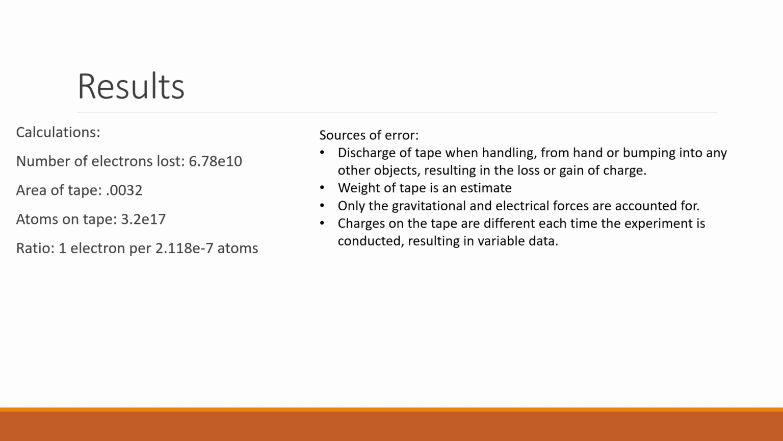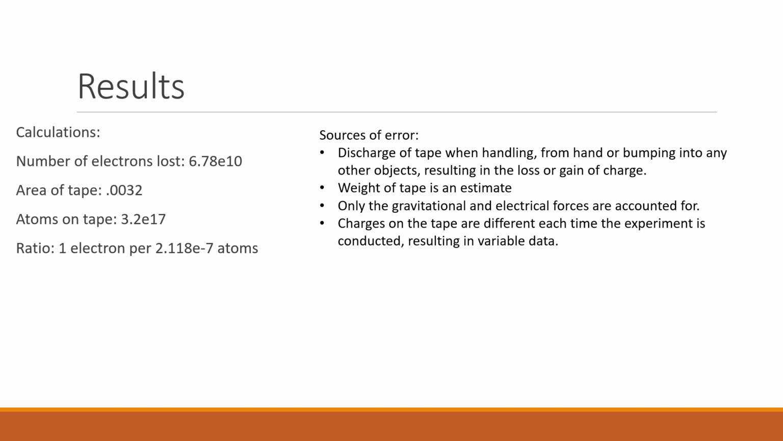And the number of electrons lost were found because we know the charge of an electron is 1.6 times 10 to the negative 19th, and we know the charge of one based upon our previous calculations, so we could find the number of electrons lost.